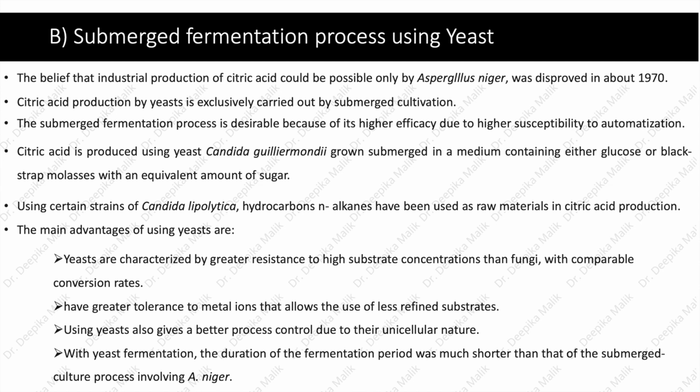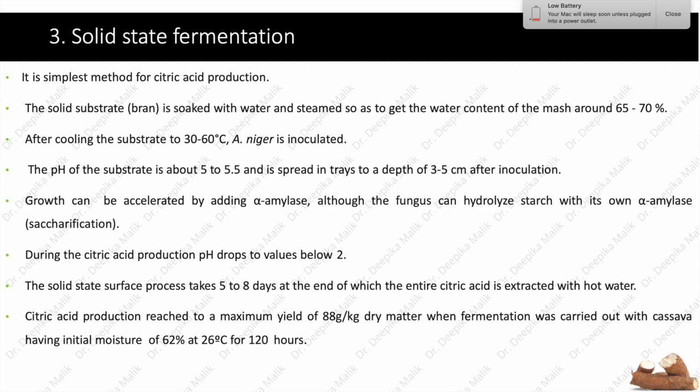The main advantages of using yeasts are that yeasts are characterized by greater resistance to high substrate concentrations than fungi, with comparable conversion rates, and have greater tolerance to metal ions that allows the use of less refined substrates. Using yeasts also give a better process control due to their unicellular nature. With yeast fermentation, the duration of the fermentation period was much shorter than that of the submerged culture process involving Aspergillus niger. The next type of process are the solid state fermentations for production of citric acid.